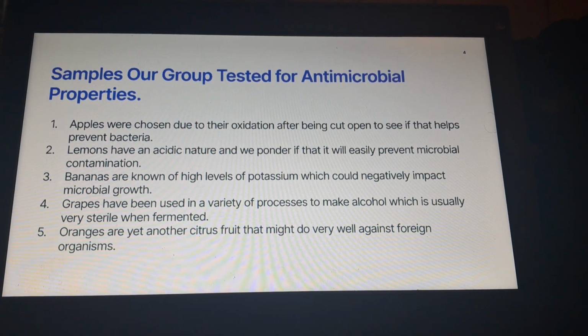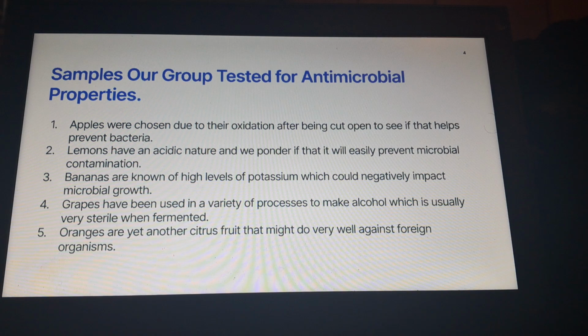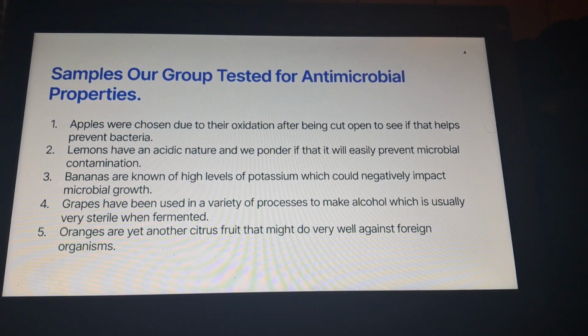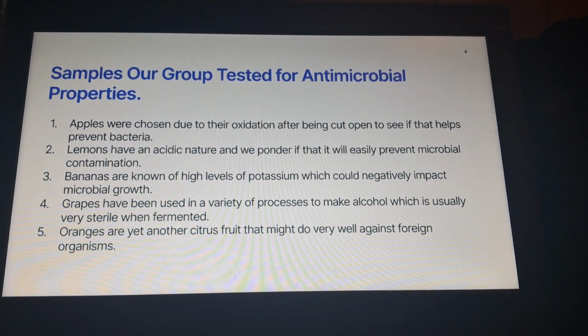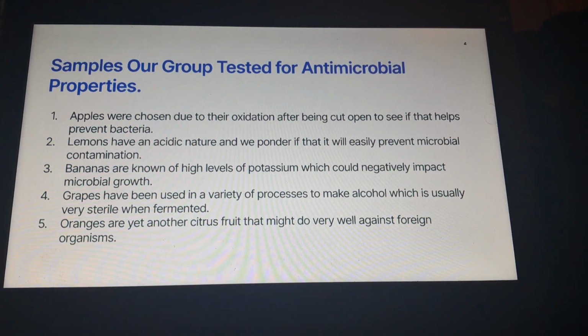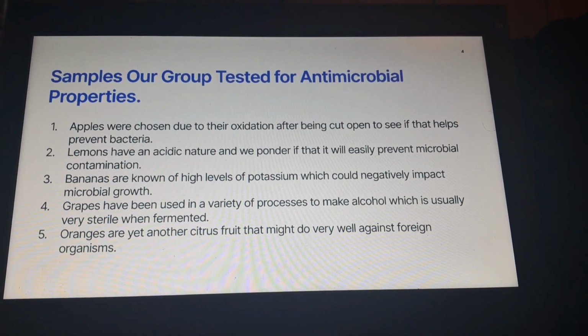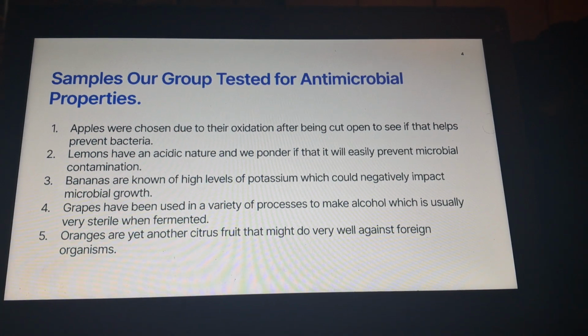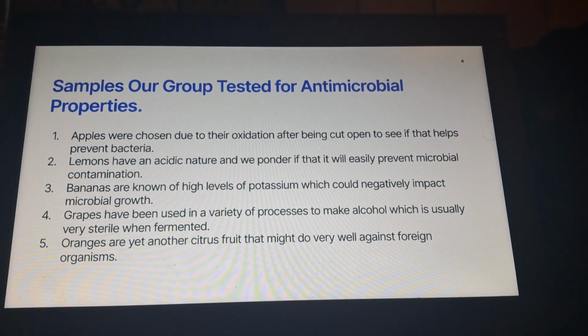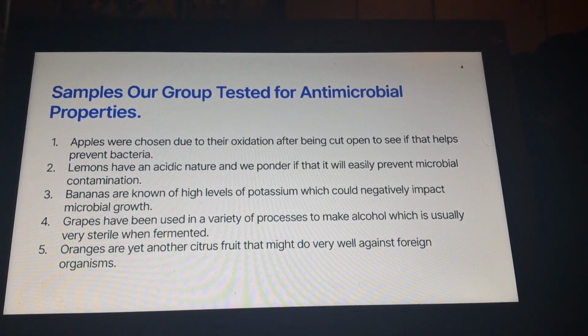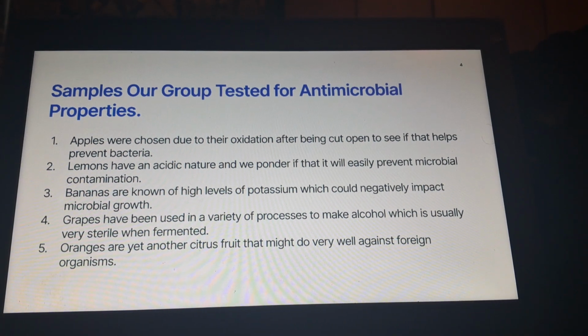We chose apples because of the oxidization that they appear to have after they've been cut open. We wanted to see if that has any effect, if that's a defense mechanism to prevent bacterial growth or fermentation or anything like that. And then we have lemons. Due to their acidic nature, we pondered if they would be effective at preventing microbial contamination. Like I said, lower pH tends to kill most bacteria from what we looked up.